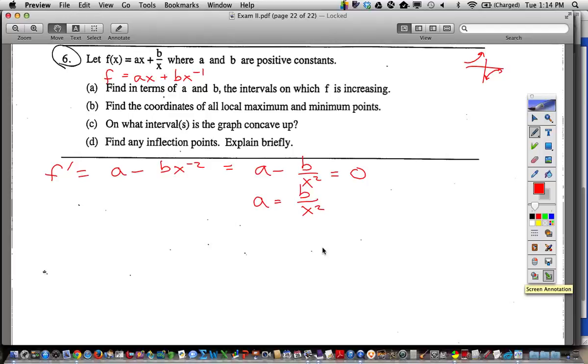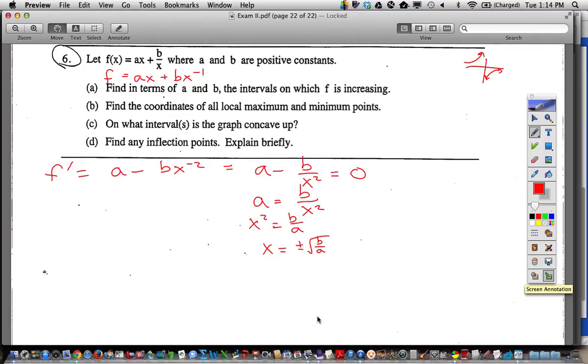Everybody with me? This is the part of it that is going to be tough for you. But now that you've seen one like this, hopefully you have a better handle on it. We're going to move the x squared over to here. Again, we get all messed up with these a's and b's. It makes it tough. And x is going to be plus or minus the square root of b over a. Now I'm just going to leave it like that. I'm not going to rationalize it or anything. I'm just going to leave it plus or minus square root b over a. Okay? So those are the two places where the derivative is 0.